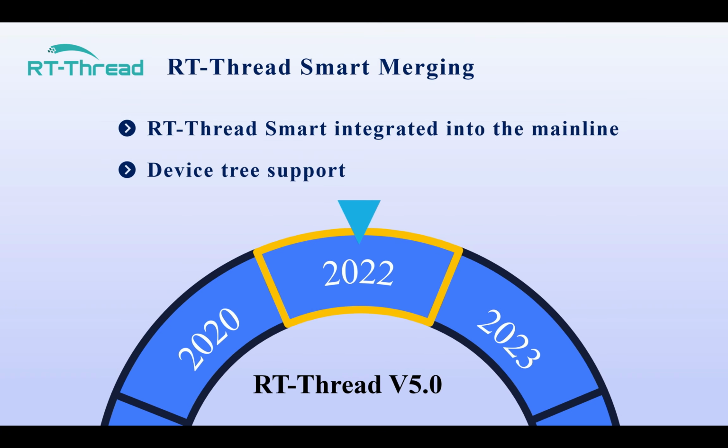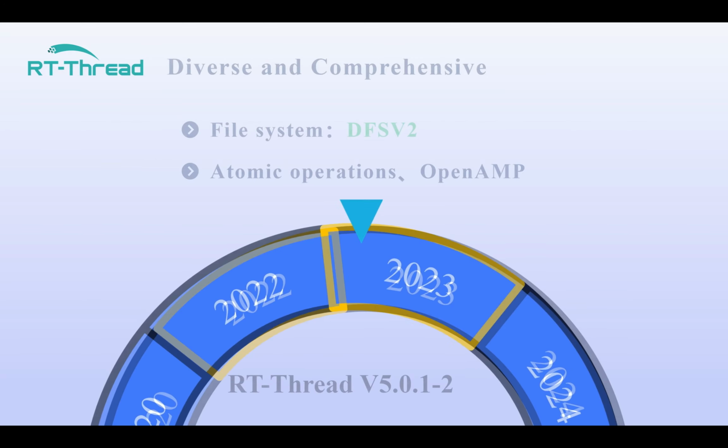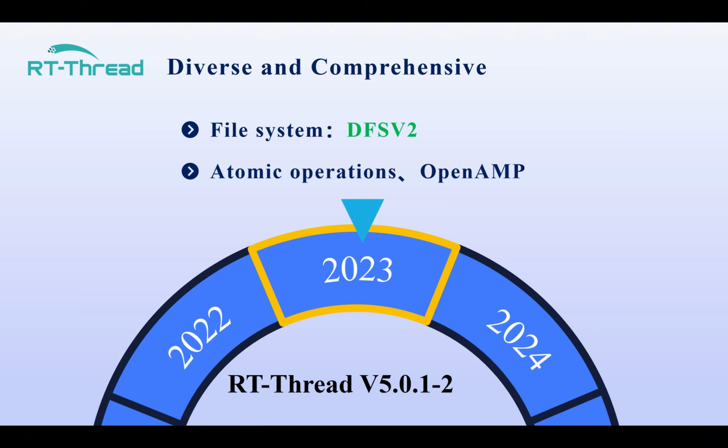It has a class driver framework. In 2022, it released version 5.0, expanding the number of supported devices. At the same time, in this year, RT-Thread Smart was officially incorporated into the RTOS mainline. In 2023, RT-Thread released versions 5.0.1 and 5.0.2. At the same time, a more powerful DFS-SVR file system supporting symbolic links was released.